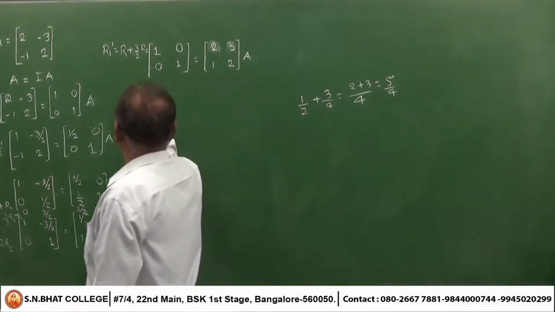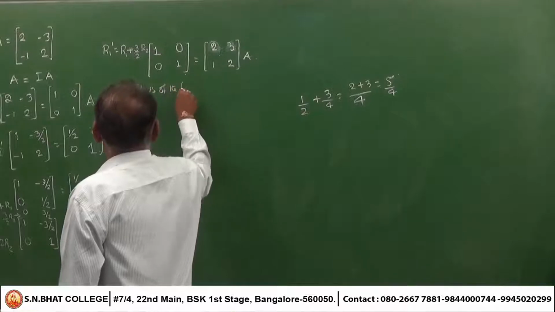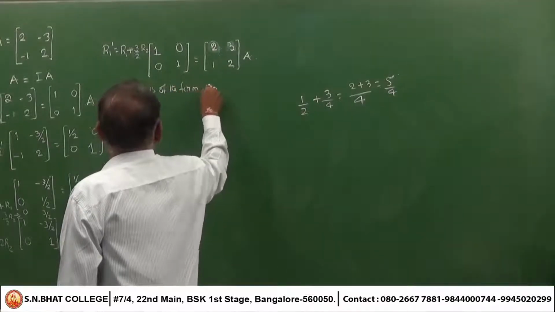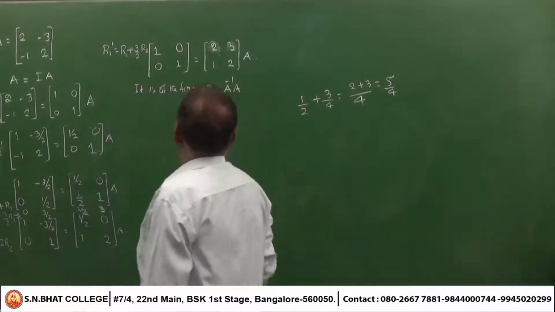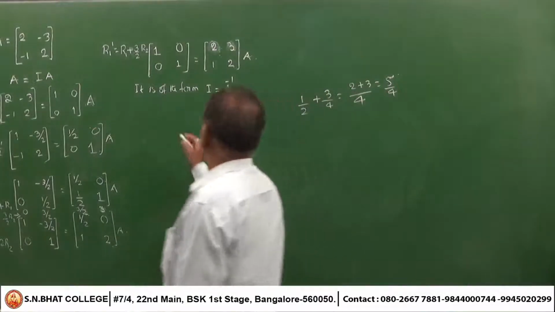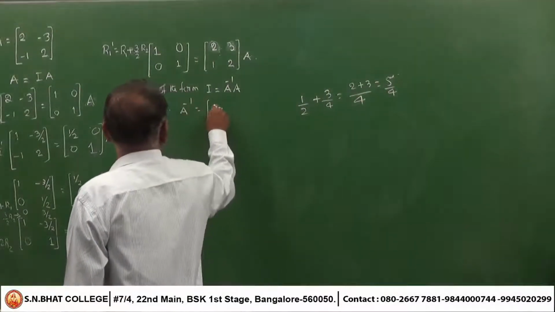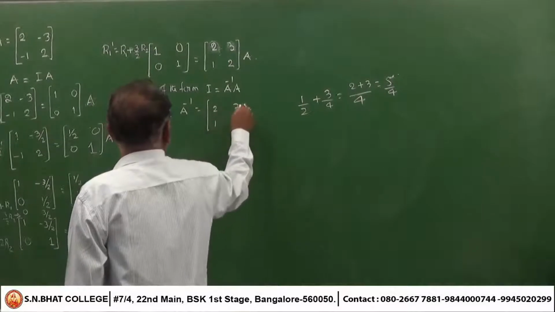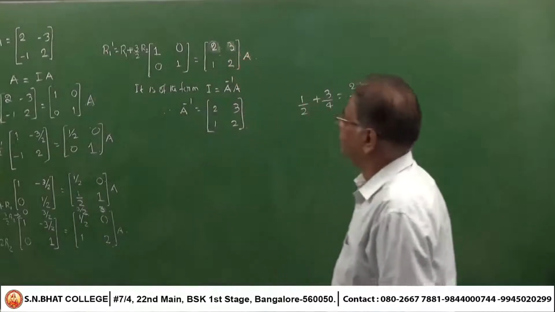It is of the form I is equal to A inverse into A. Therefore, A inverse is 2, 3, 1, 2.